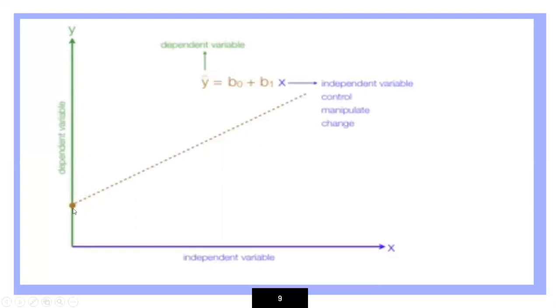In this graph, this point is the point of intercept. It is a point on the y-axis where x is equal to 0. ये ऐसा पॉइंट है y-axis पे जहाँ x 0 हो जाता है, इसको कहते हैं पॉइंट ऑफ इंटरसेप्ट. और स्लोप ऑफ रिग्रेशन हमें बताती है कि इंडिपेंडेंट वेरिएबल को 1 यूनिट चेंज करने से डिपेंडेंट वेरिएबल पर क्या इफेक्ट हो रहा है. स्लोप ऑफ रिग्रेशन हमें ये बताती है.